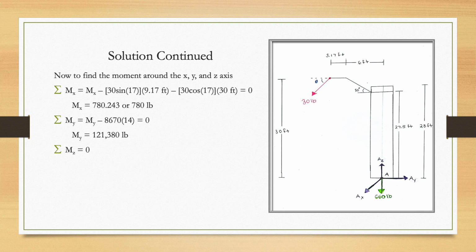And for the sum of the moment of y, it equals 0, right? So the moment of y minus the wind load, because it's the force on the x-axis, times z, which is 14, because remember that it's at the center of the pole, so it's 28 divided by 2, which is 14. So the moment of y equals 121,380 pounds. And the sum of the moment of z, I just found to equal 0.